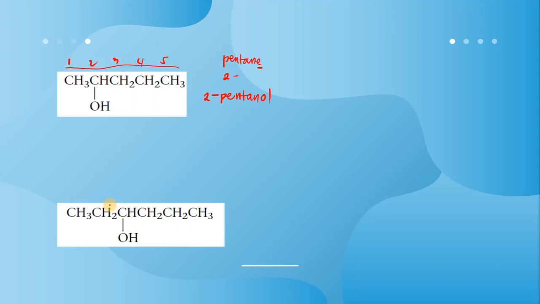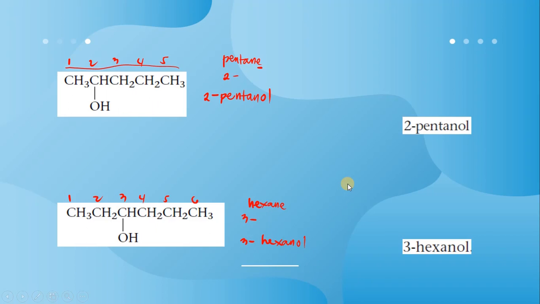1, 2, 3, and 1, 2, 3, 4. So we can start here. 1, 2, 3, 4, 5, 6. This is a hexane, but it has 3. So we can have 3-hexanol, like that. Okay, should we check the answers? This is a 2-pentanol and this is a 3-hexanol. Okay, correct.